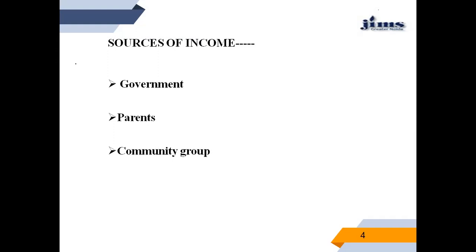For any school to operate, it must have sufficient funds. Government schools are generally funded by the government. Government-aided schools are partly funded by the government and the management. Private and public schools obtain their funds from other sources like tuition fees and donations. The various sources of income in a school are the government, the contribution from the parents, and the community group.